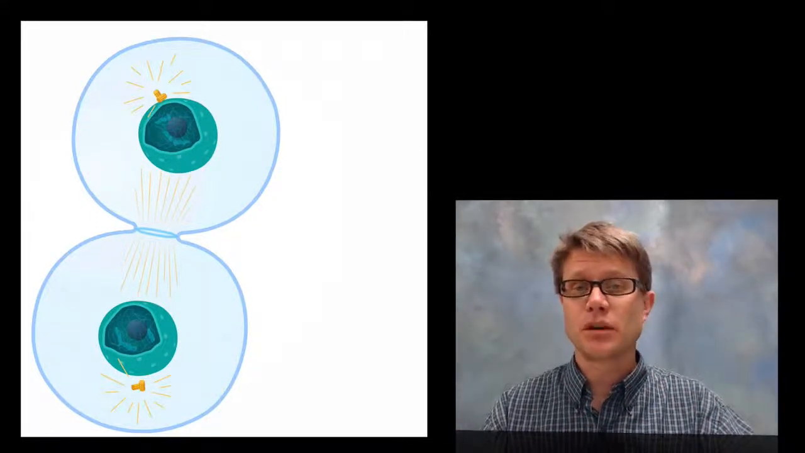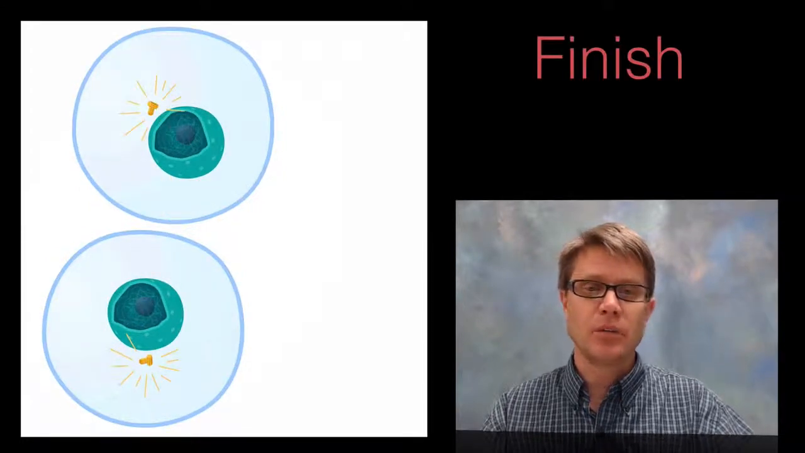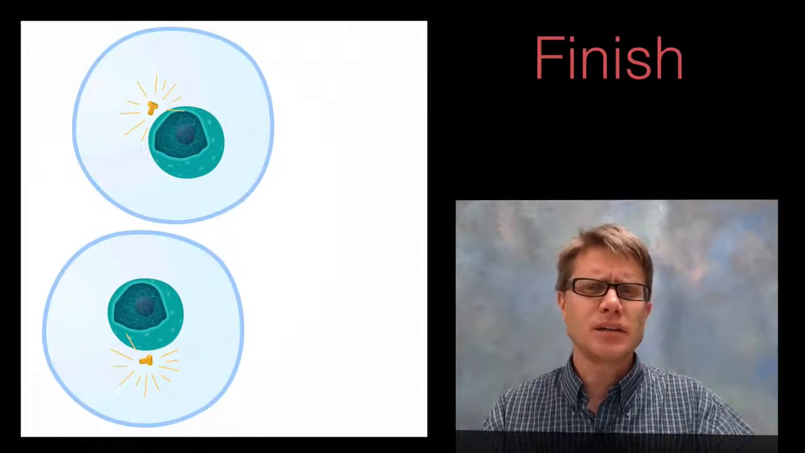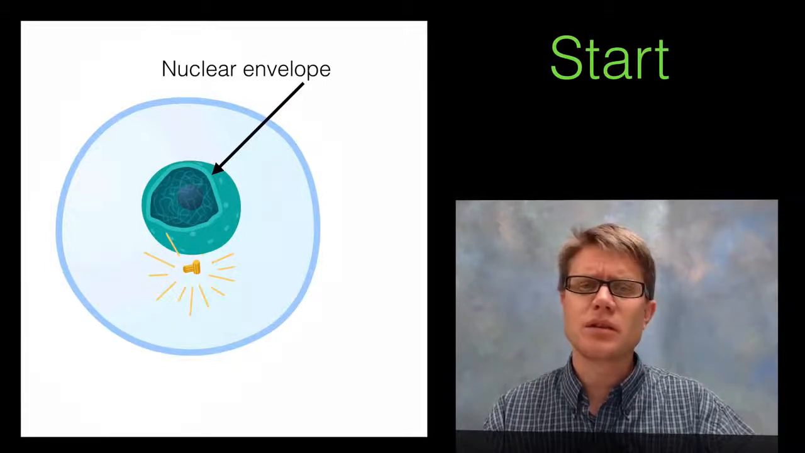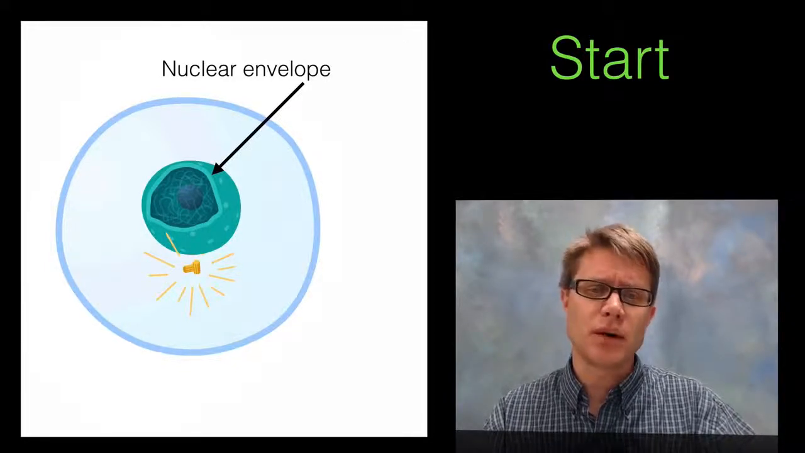So we're forming what's called a cleavage furrow in the middle, and now we have two cells. And so now let's look at a different structure. So we understand what's going on with the cell membrane. What happens to the nuclear envelope, or that membrane around the nuclei?